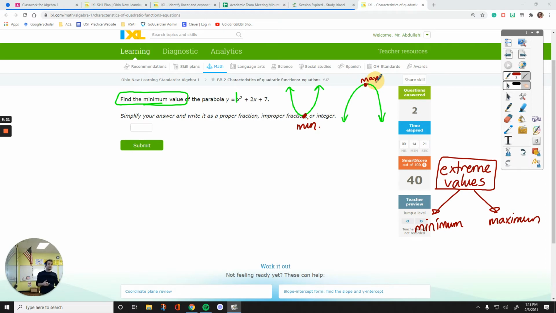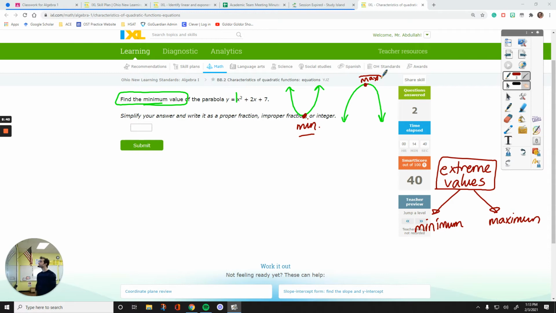If they don't want to tell you whether there is a minimum or maximum, if they want you to figure it out, they can just tell you find the extreme values or extreme points of this graph. And then you first figure out if you have an upward or downward graph. If it is upward, you have a minimum. If it is downward, you have a maximum. And then you find the values of those points.